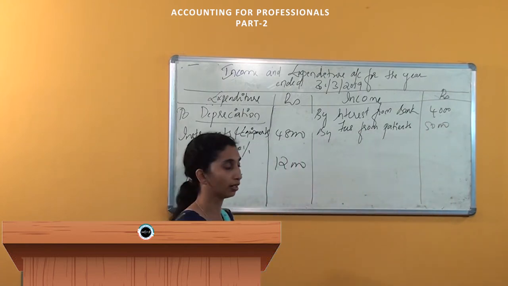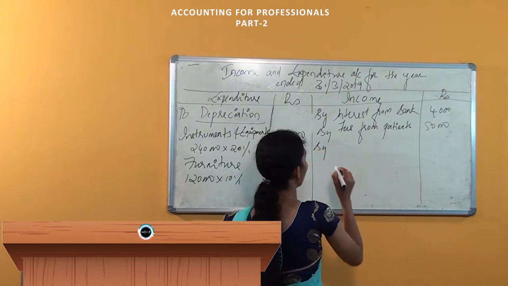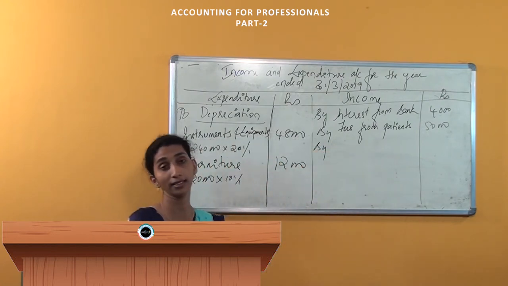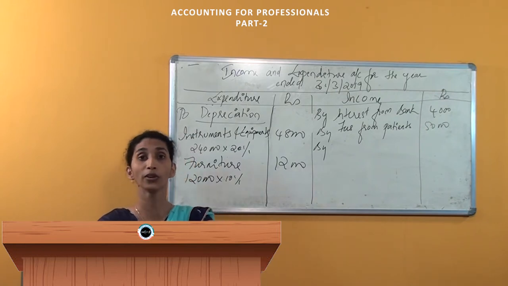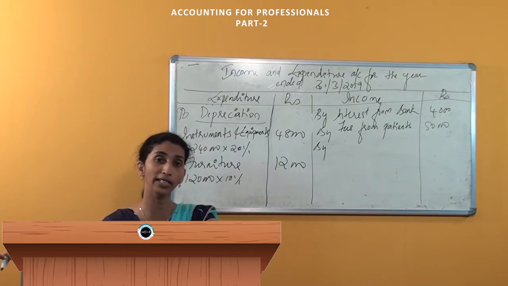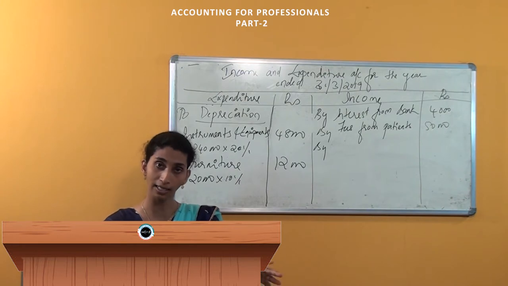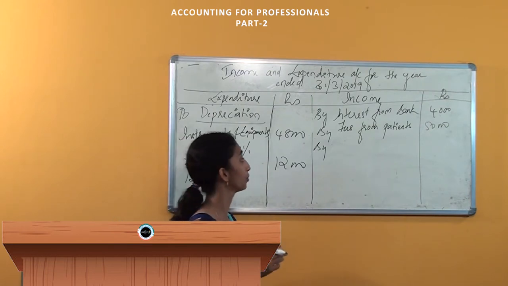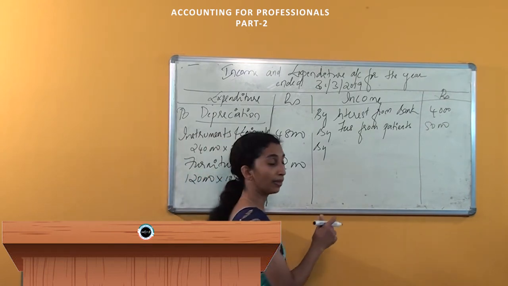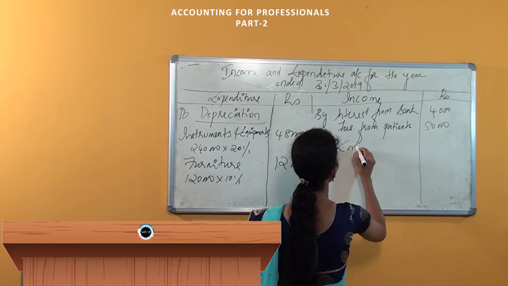Then we have entrance fees. Here there is nothing given under the entrance fees in the adjustment. If it is capitalized, then we have to take it under the balance sheet, on the liability side. Here there is nothing given, which means it should be taken as revenue. So entrance fees are 40,000.